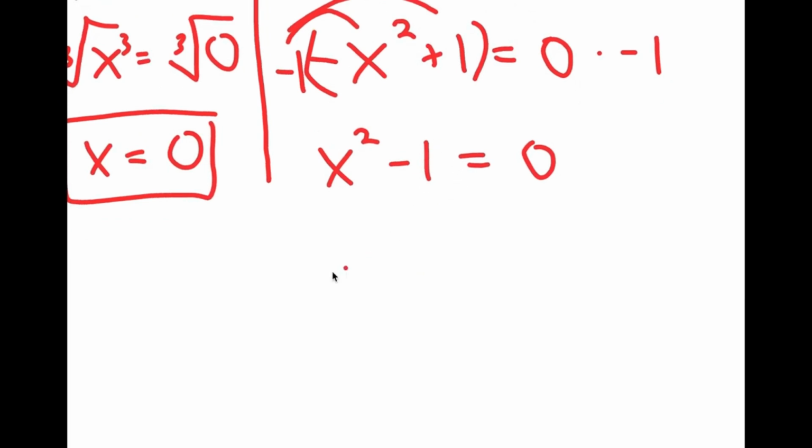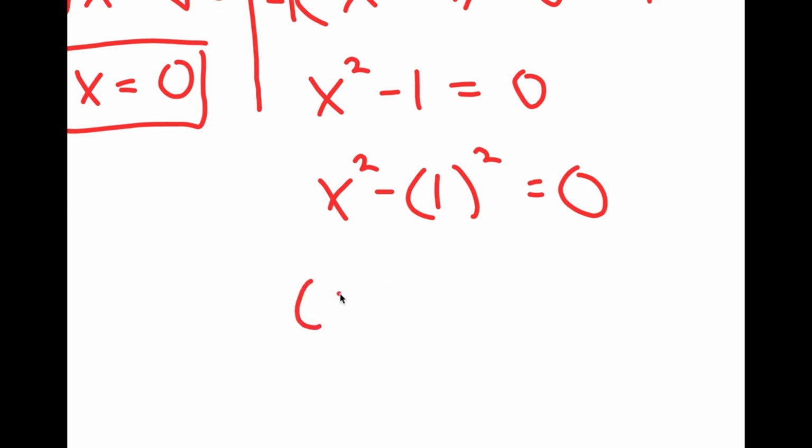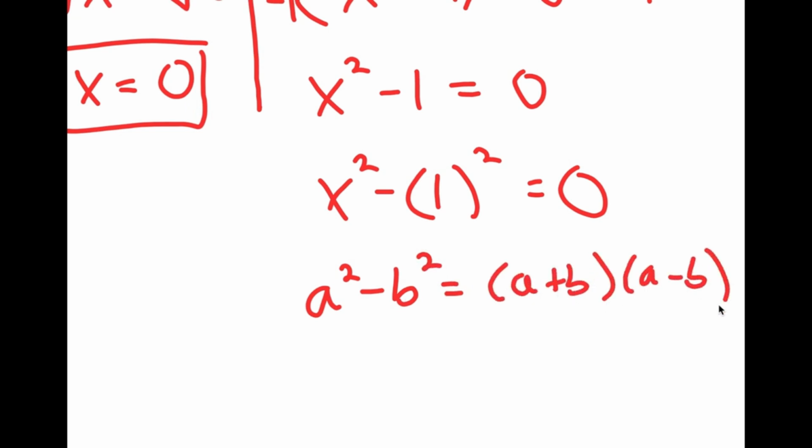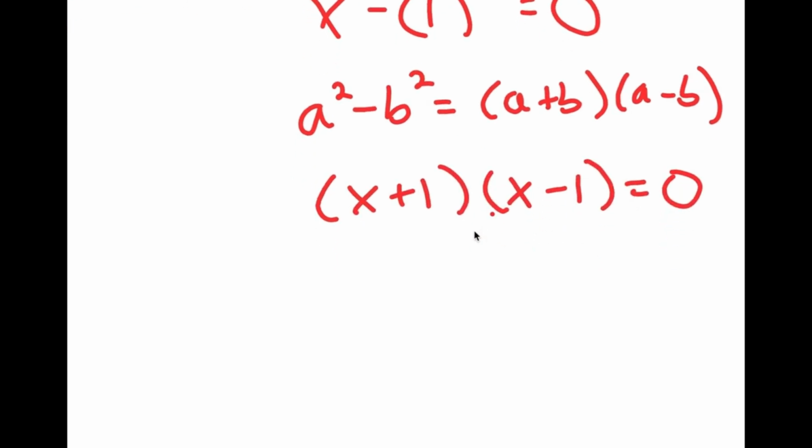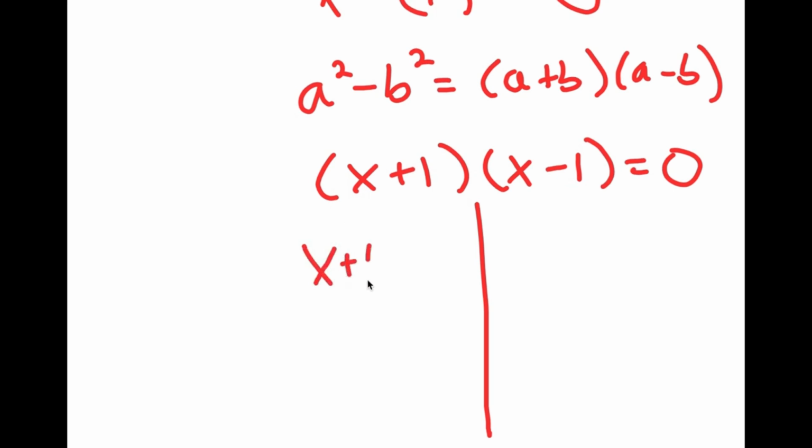And 1 is the same thing as 1 squared. So I have x squared minus 1 squared is equal to 0. And if I have something in the form a squared minus b squared, this is equal to a plus b times a minus b. So this is equal to x plus 1 times x minus 1 is equal to 0, meaning I get two equations, x plus 1 equals 0 and x minus 1 equals 0.